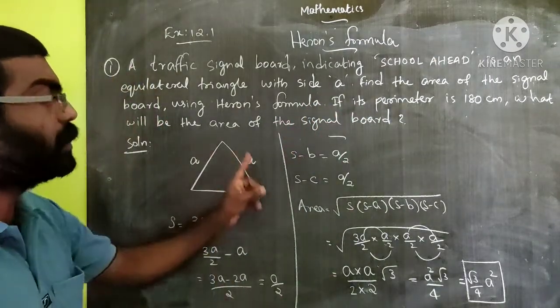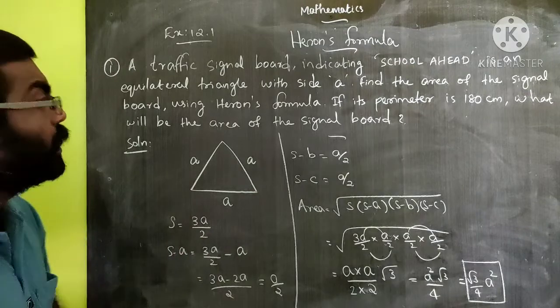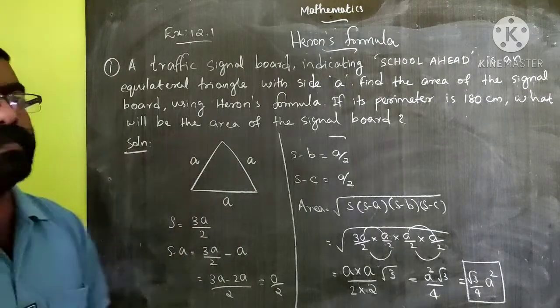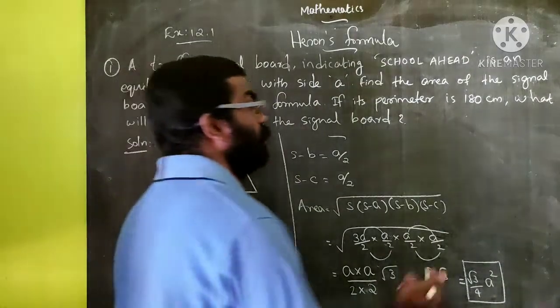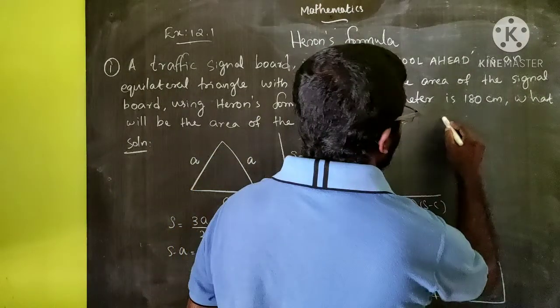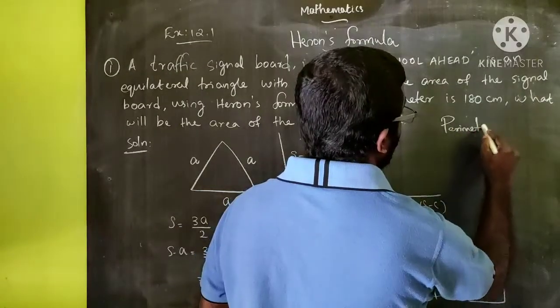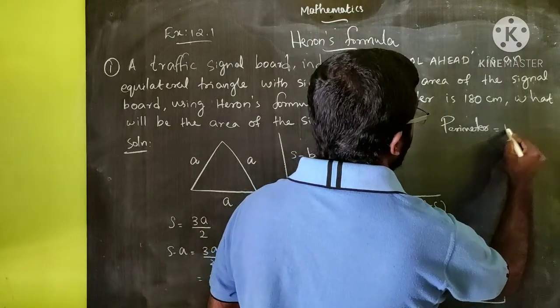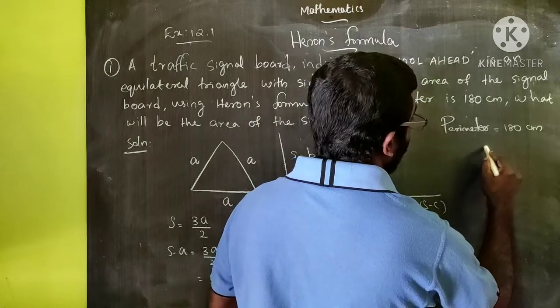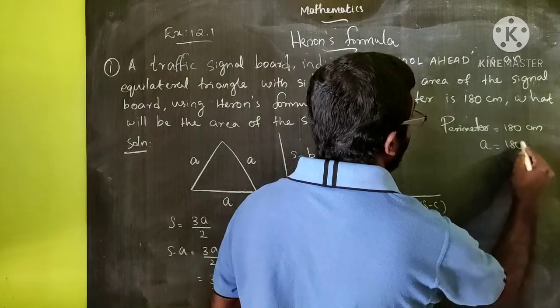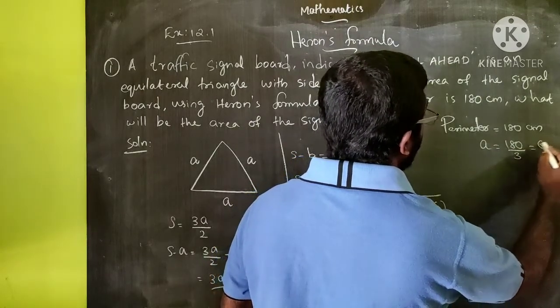If the perimeter of the signal board is 180 centimeter, then what will be the area of the signal board? So first we can find the side of the triangle from the perimeter. So perimeter, we all know, is the sum of the three sides of the triangle. So it is 180 centimeter. And in order to find the side A, we can divide it by 3, which gives 60 centimeter.